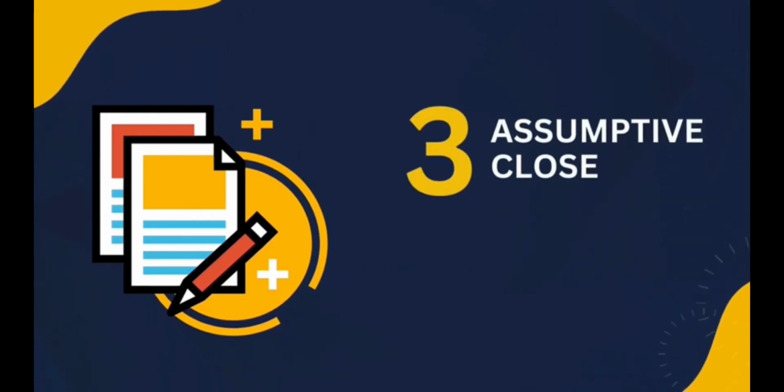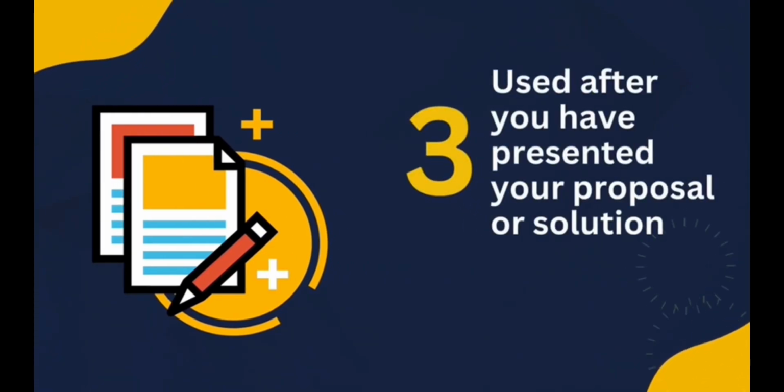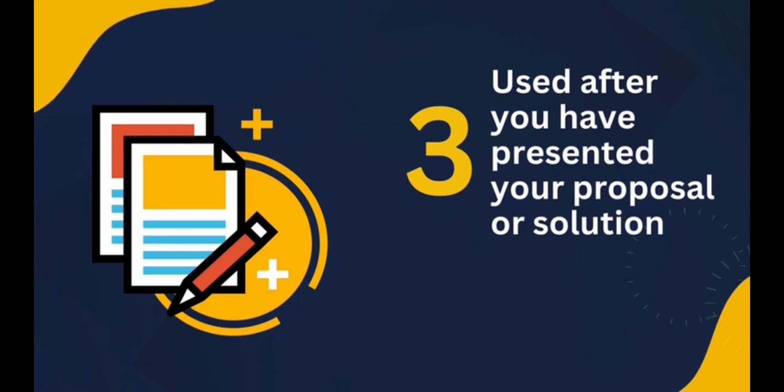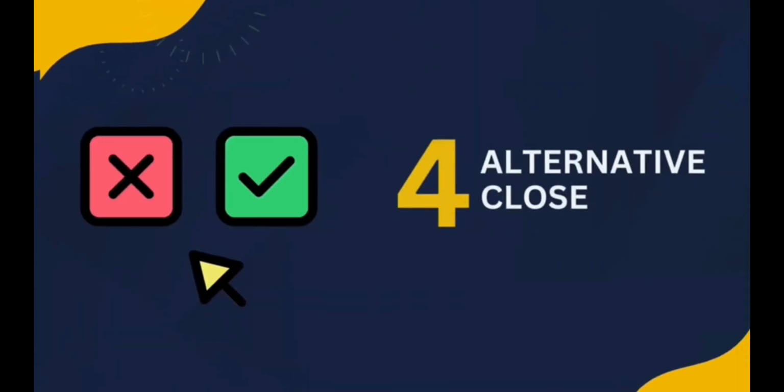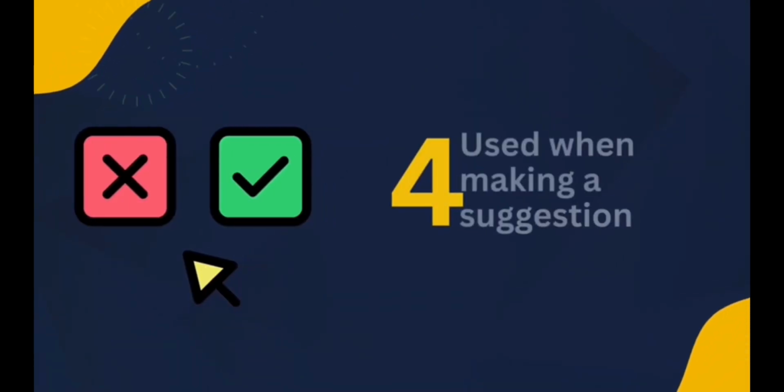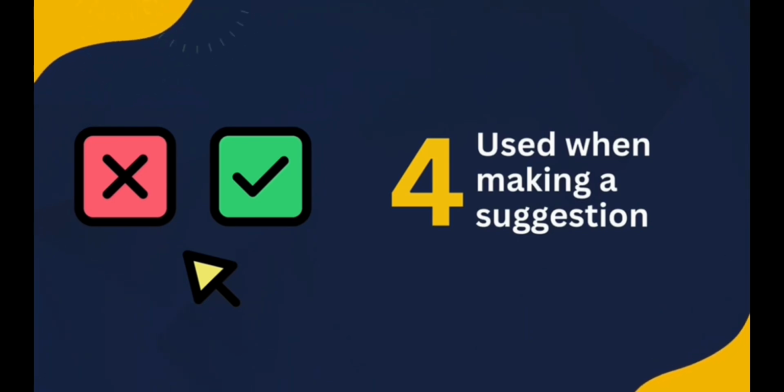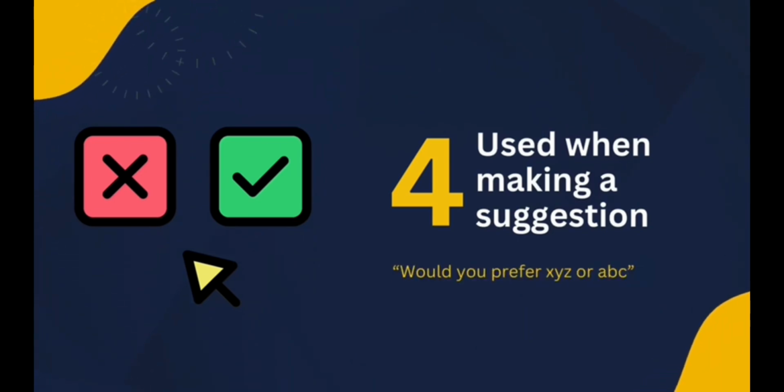3. Assumptive close. Used after you have presented your proposal or solution. For example, when would you like to start? 4. The alternative close. Used when making a suggestion. For example, would you prefer XYZ or ABC?